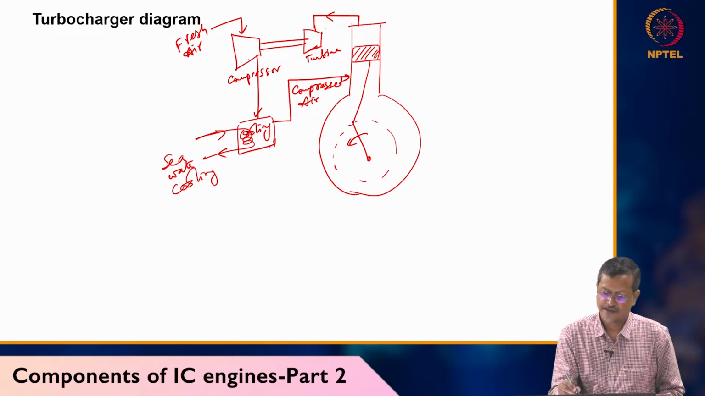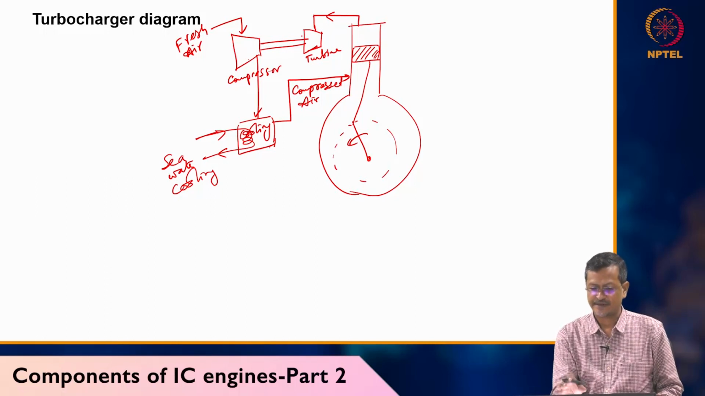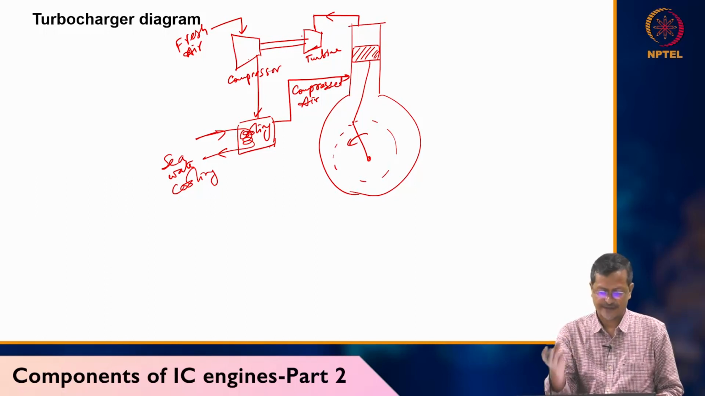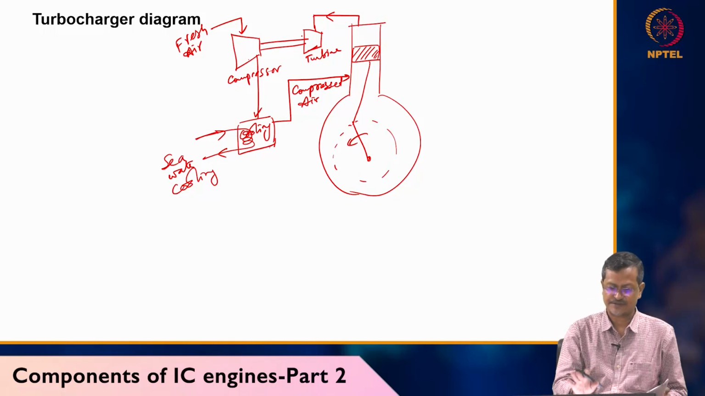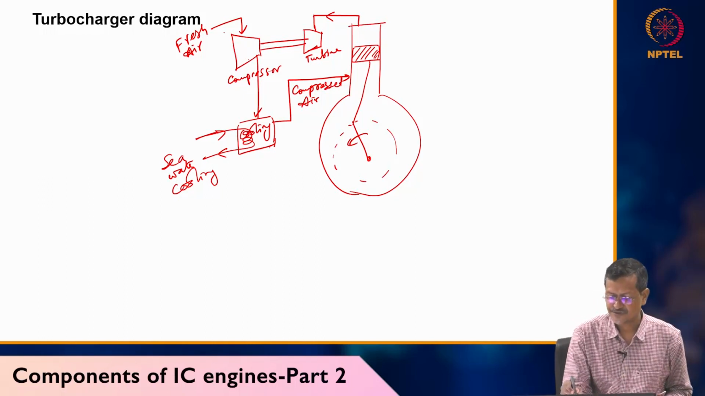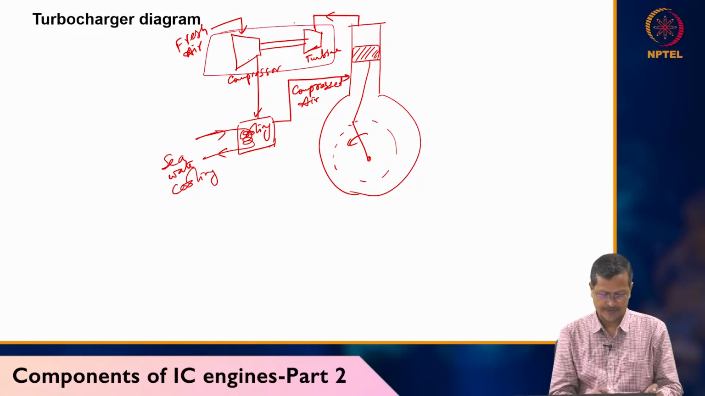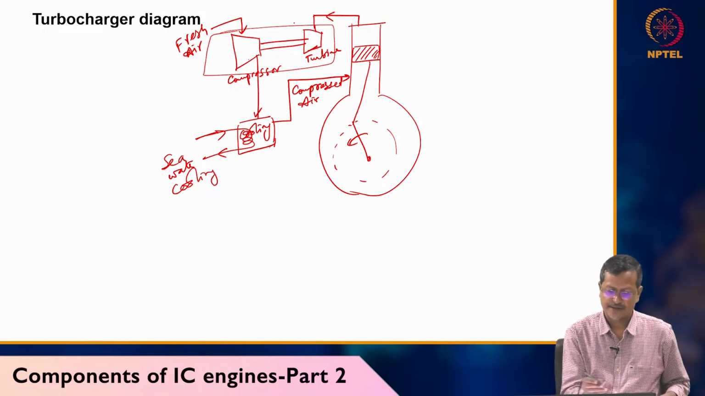The turbine and compressor are drawn in a specific way. Later, when we discuss the gas turbine, I'll explain why I have drawn it like this. Presently, just remember this is one turbine-compressor system. Maybe you can make a block. This is called a turbocharger.